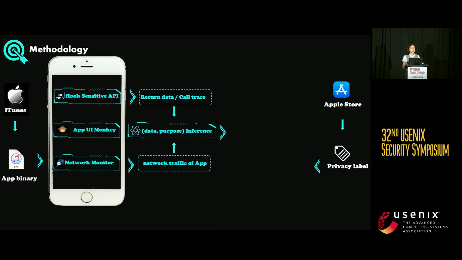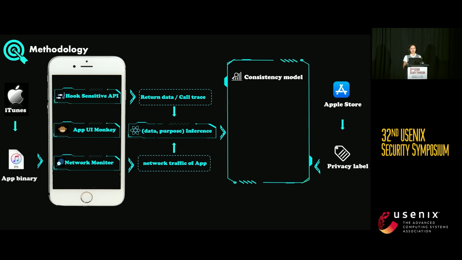After we get the data purpose pair from the dynamic code behavior, and we also get the data purpose from the privacy label, we will put them together into the consistency model. Here we define 3 types of inconsistency. The first type is neglect disclosure, which means the data is actually collected in the code behavior, while this data is not disclosed in their privacy label.